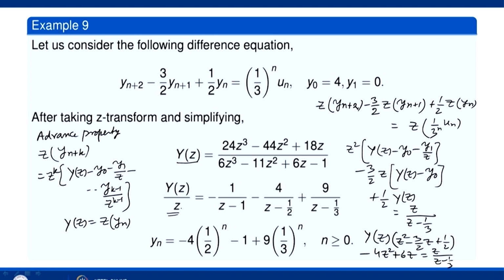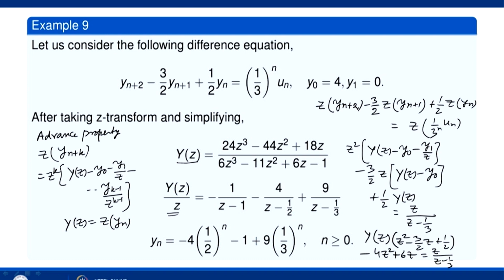So, writing Y z over z, we will then factorize. Y z over z will be 24 z square minus 44 z plus 18 divided by 6 z cube minus 11 z square plus 6 z minus 1. So, you divide by 6 in the numerator and denominator, and the coefficient of z cube we make as unity. Okay. After you make the coefficient of z cube unity here, its factors will be z minus 1, z minus half, z minus 1 by 3, and the corresponding partial fractions are minus 1 over z minus 1, minus 4 over z minus half, plus 9 over z minus 1 by 3.